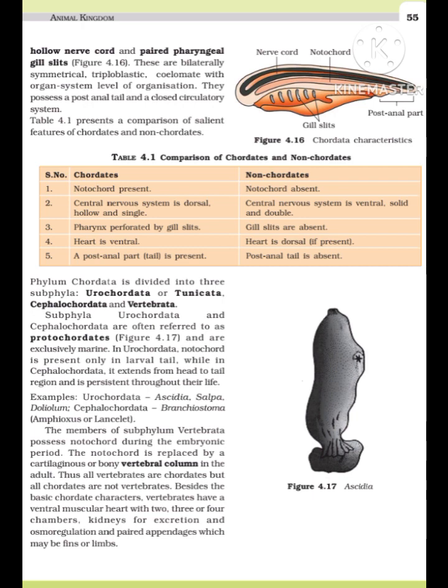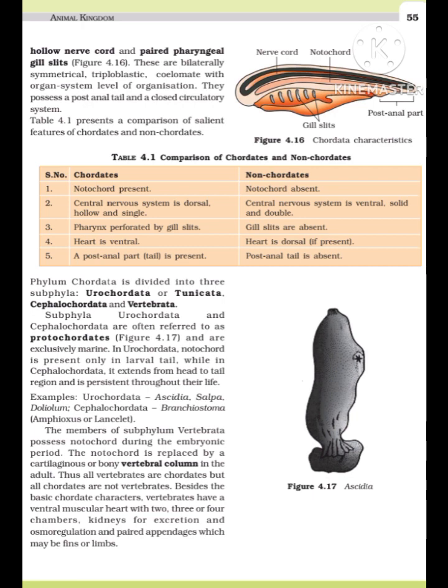The members of subphylum Vertebrata possess notochord during the embryonic period. The notochord is replaced by a cartilaginous or bony vertebral column in the adult. Thus all vertebrates are chordates, but all chordates are not vertebrates.